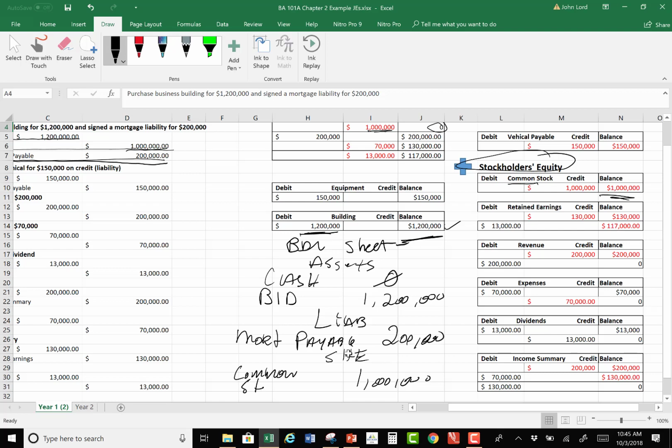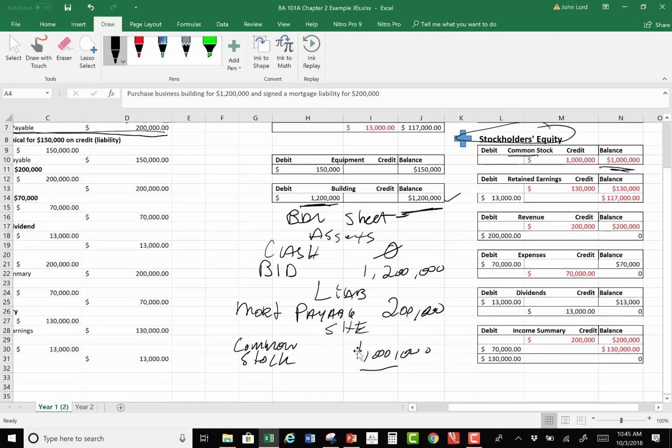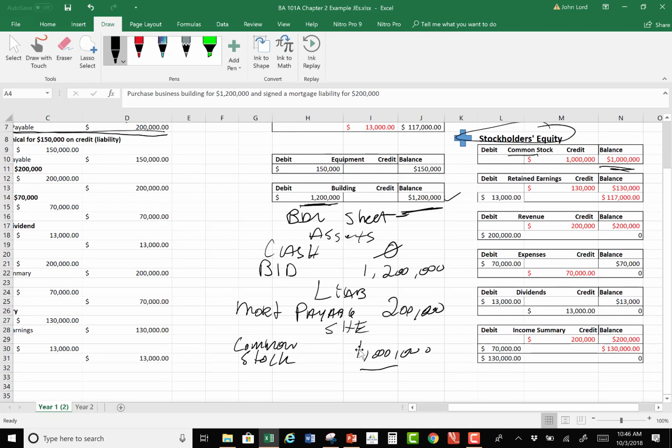Focus up here, guys. Common stock of $1 million. Does my balance sheet balance? My balance sheet balances. The system works, doesn't it? Okay. Now, mort in Spanish means death.